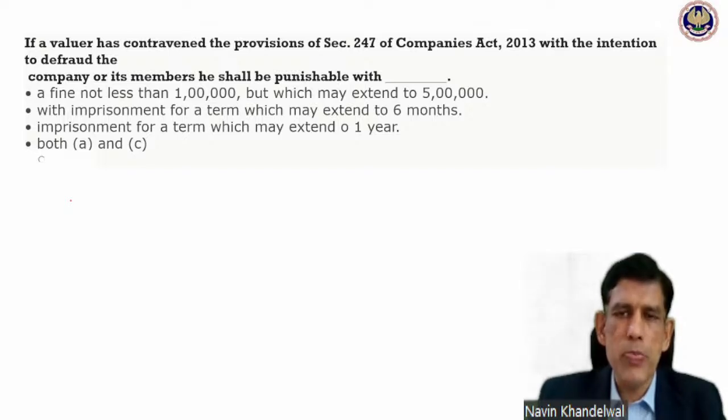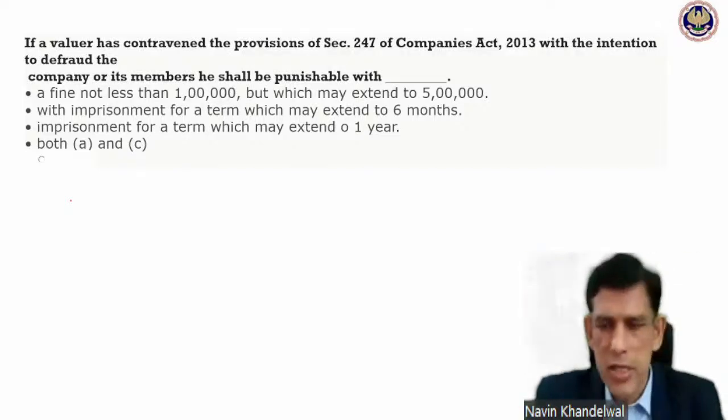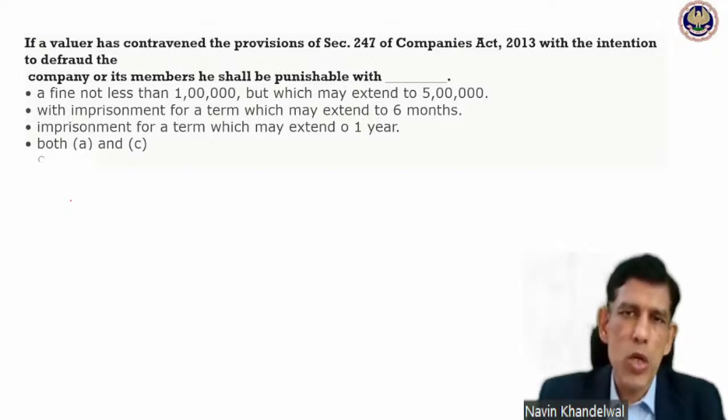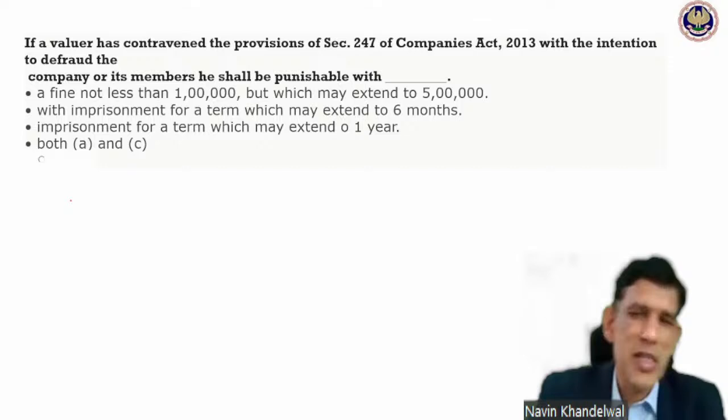If a registered valuer has performed the job to defraud the company or its members, he shall be punishable. So again, you have to remember section 247(3) and 247(4), where the penal consequences are given, punishment and damages, remember.